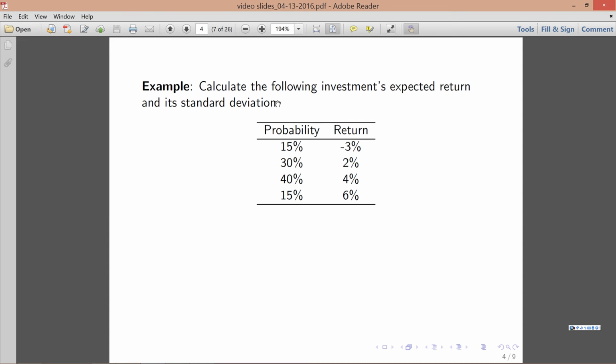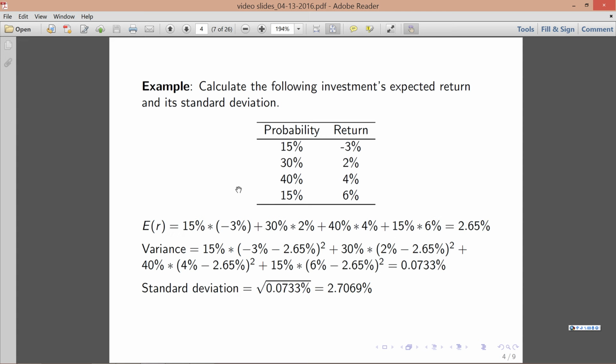So here's an example. Suppose you have the following expectation. There are 4 likely scenarios in the future, and in scenario 1 you're going to have a negative 3% return, and the probability is 15%, and so on and so forth. In order to calculate the variance, the first step is to find your expected return. So that's on average, what do you expect?